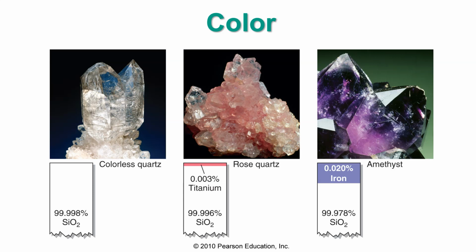The perfect example I'm using here is quartz. You can have what is called pure, colorless quartz, and that's almost 100% pure silica. Whereas if you look at something like rose quartz, it's because it has an impurity of titanium. Amethyst has iron, and there are several other compositions or impurities that can be added to a mineral that give it a slightly different color.